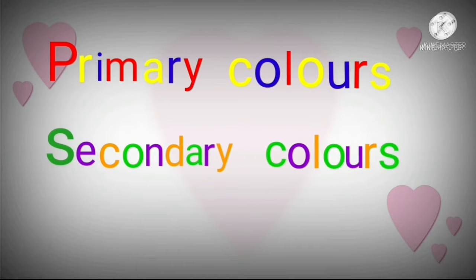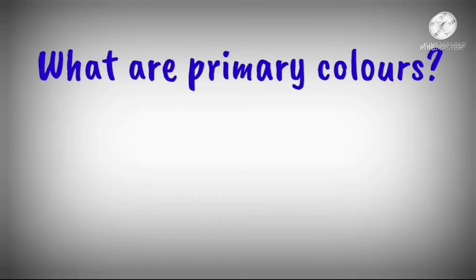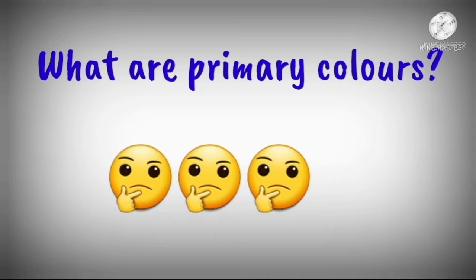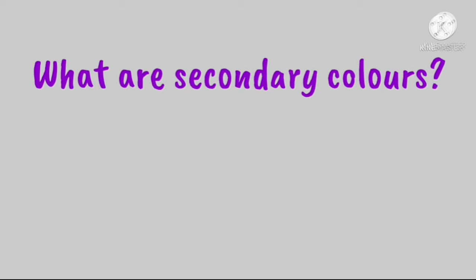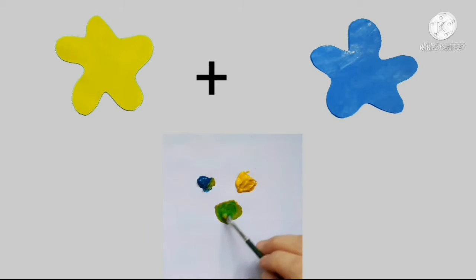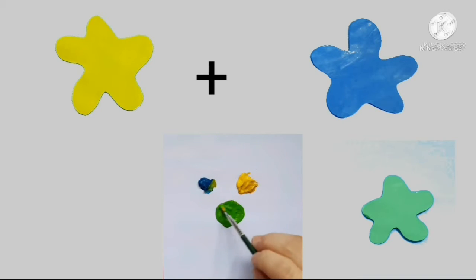Today we will learn about primary colors and secondary colors. What are primary colors? Primary colors are the base of every other color. What are the colors? They are red, blue, and yellow. What are secondary colors? Secondary colors are the result of two primary colors being mixed together. Let's mix these two primary colors and see the result. Wow! Now we get green color. Green is a secondary color.